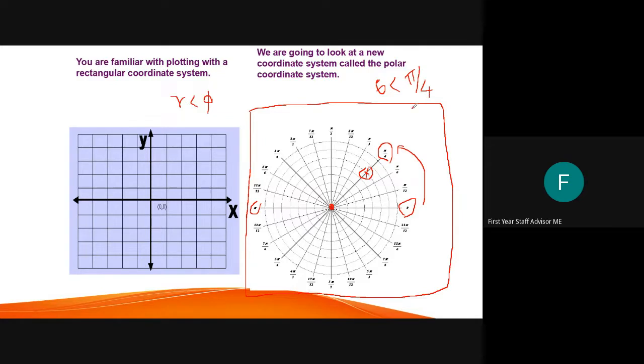Or you can represent, what is pi? Pi is actually 180 degree, right? So I can do the calculations also. 6 at an angle, 180 divided by 4 is how much? 180 divided by 2 is 90. 180 divided by 4 is 45. So I represent that quantity 6 at an angle 45 degree.